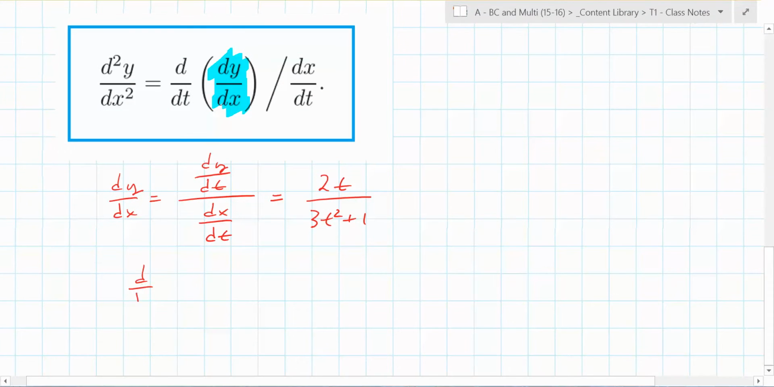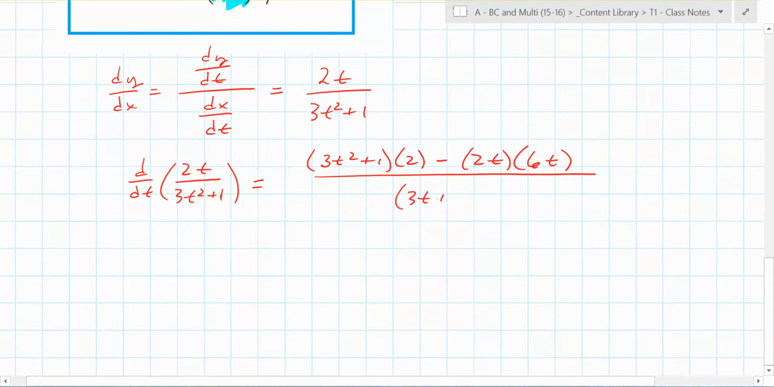Now what do we do to that? We take the derivative with respect to t. And what differentiation rule do we need to use to do that? Say it louder.